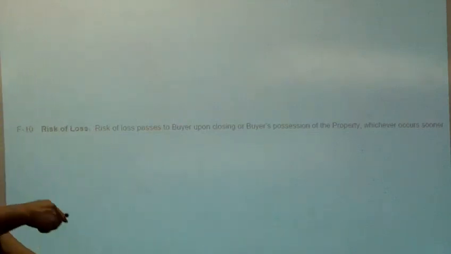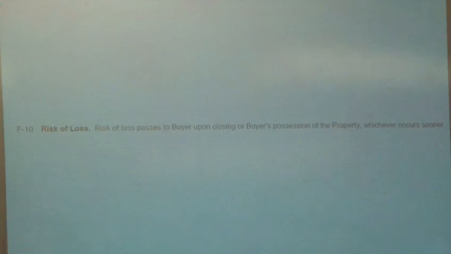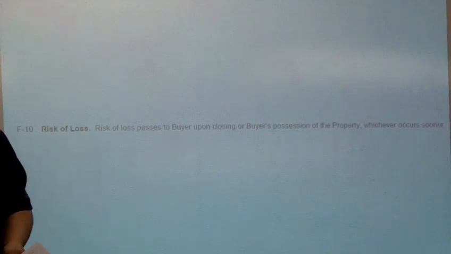F10, risk of loss. Risk of loss passes to the buyer upon recordation or possession. Okay? So what does that mean? Upon closing or possession. So if the buyer takes early occupancy of a unit, risk of loss then passes to the buyer. So if you've got an early occupancy situation, you've got to understand that. Risk of loss passes to the buyer if they take early occupancy.